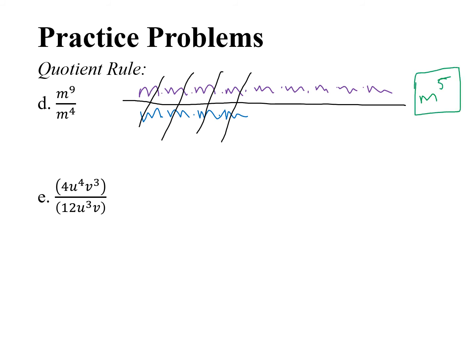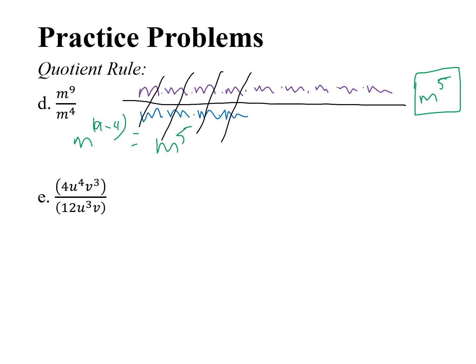If it's only in the numerator, it's divided by 1, so I know that that can drop off, and I get m to the power of 5. Well, that's the same thing as if I were using my rule. The quotient rule would tell me m to the 9th divided by m to the 4th is m to the power of 9 minus 4, which is m to the power of 5. This works too with the negative exponents, and we'll get there when we get to our negative exponents.